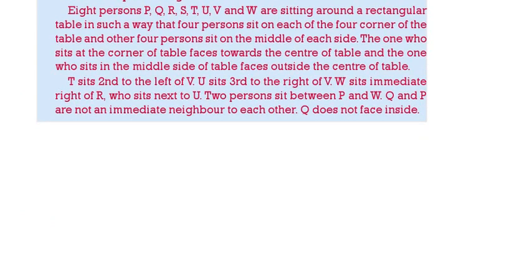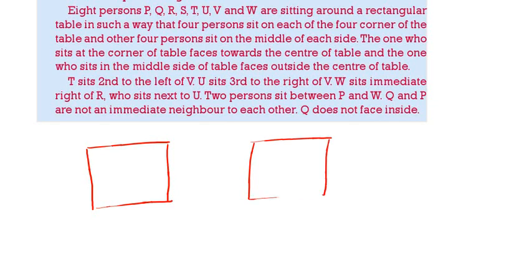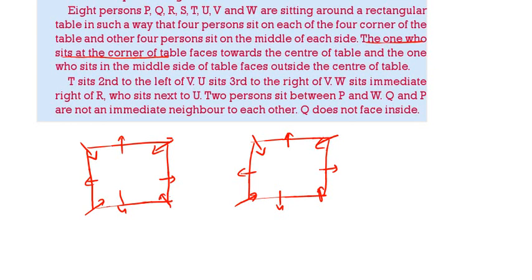Now all of you draw 2 squares like this. We will do it in 2 possibilities. The ones who sit at the corner face the center. This is corner facing the center. This is middle facing outside. Same here. Corner is facing the center.